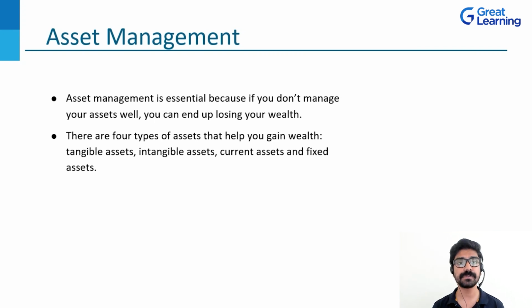There are 4 types of assets that help you gain wealth: tangible assets, intangible assets, current assets, and fixed assets. Tangible assets are physical. It can be a vehicle, a property, a building, or something of that sort, which is an investment you have made in order to get more wealth. Coming to intangible assets, they can be trademarks, copyrights, patents, and the returns you get over a period of time.